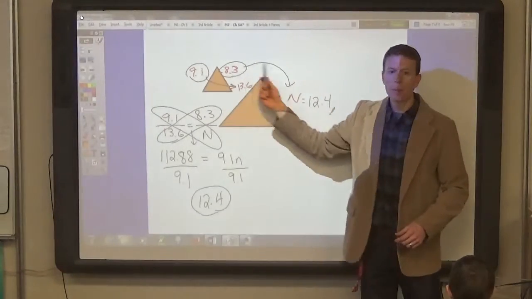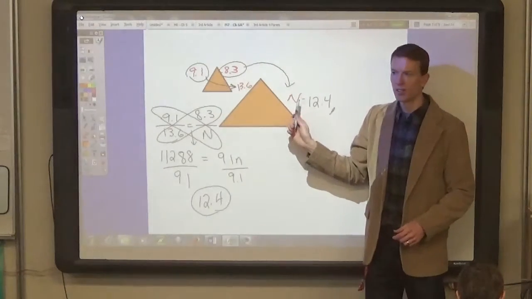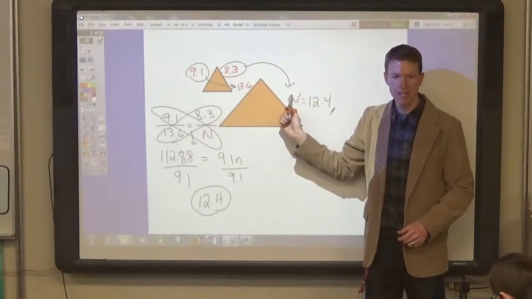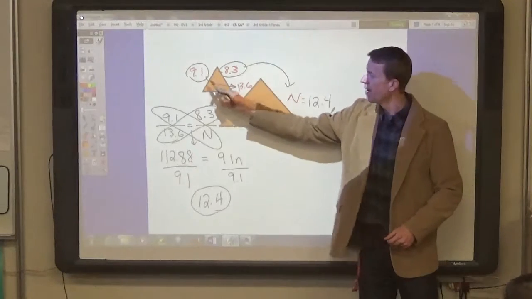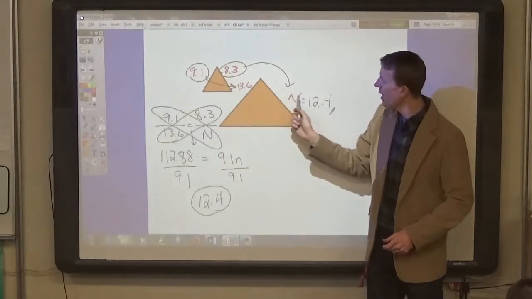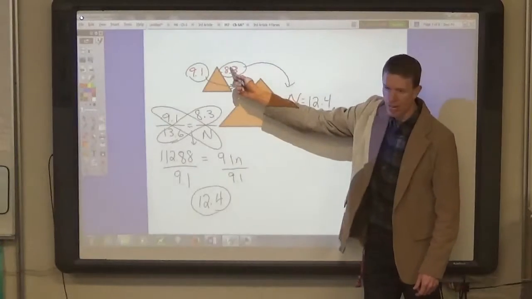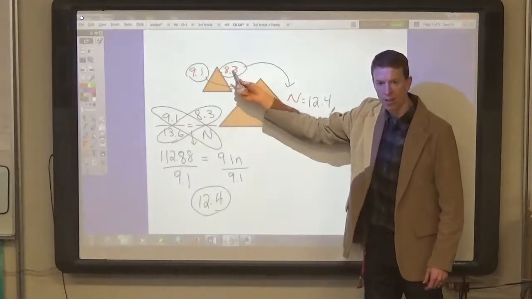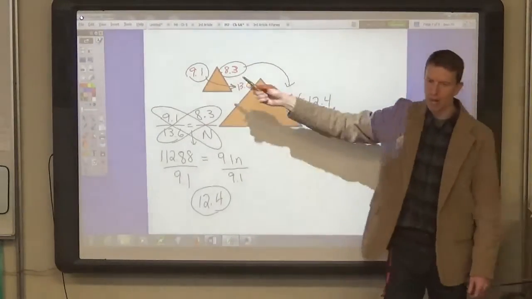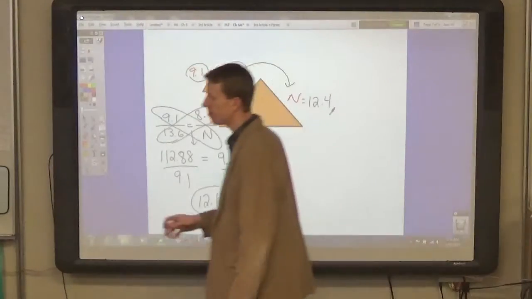So, we're setting up a proportion. Because these are similar, we can write a proportion for the corresponding sides. And it's critical that you write them in the same order. So we can't write 9.1 is to 13.6 in the same way that 8.3 is to n, because that's a different order. We have to compare them in the same order. Repeat that. We have to compare them in the same order.